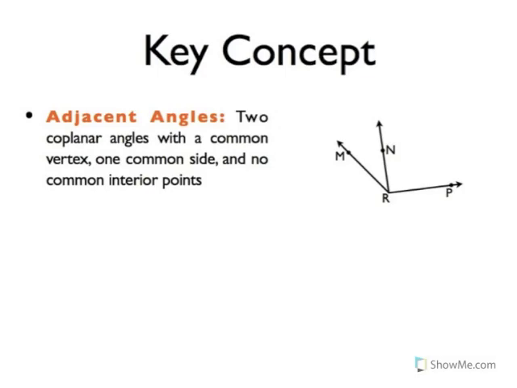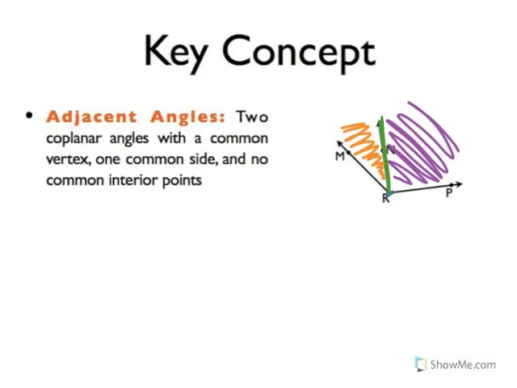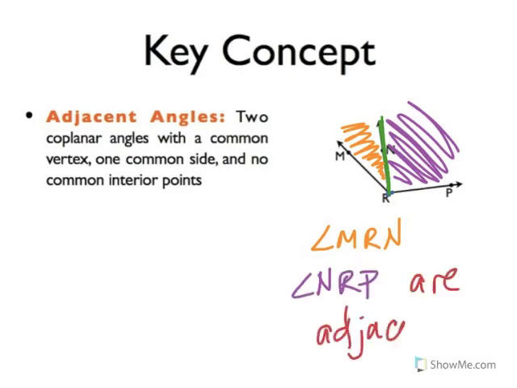So you can see in our figure that angle MRN and angle NRP are coplanar. They're on the same plane. They have a common vertex at point R here, and they have a common side. If you look at the interior of the two angles, they do not overlap. So we can say that angle MRN and angle NRP are adjacent angles.